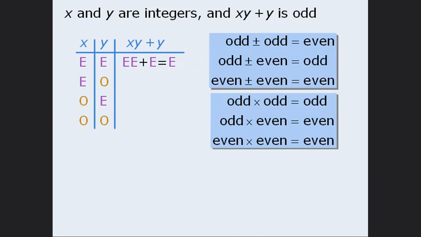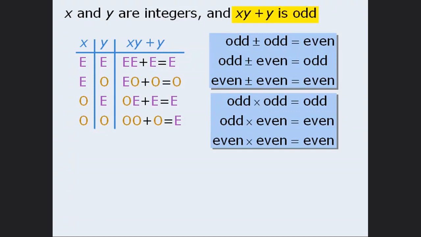For the next case, we'll plug in e's and o's for the even and odd numbers. When we apply our rules here, we see that the expression evaluates to be an odd number. We'll follow the same steps for the other 2 cases as well. So we now know the outcome for each of the 4 cases.